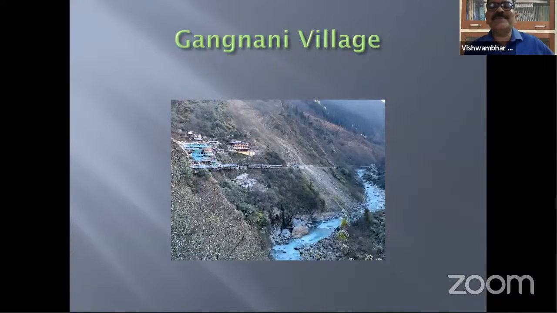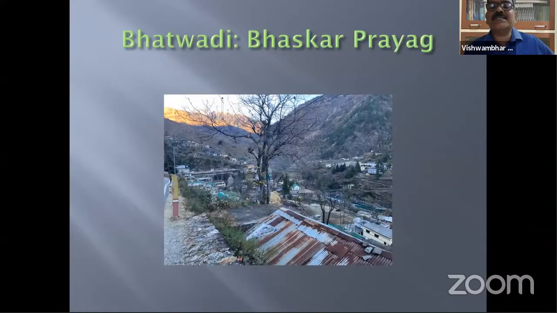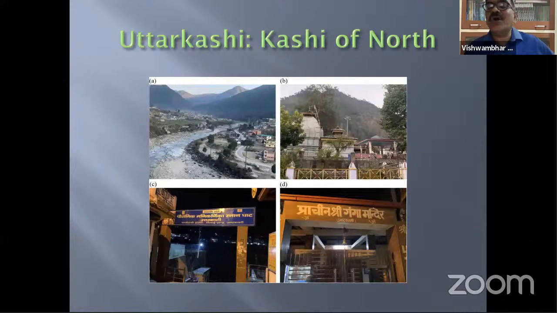Okay. So you can see these pictures. There is another one, Bhaskar Prayag. This is called Gupt Kashi. Uttar Kashi is also called the Kashi of the North, and all the features in Uttar Kashi are similar to Kashi, Banaras. If you compare them, you will find the 5 features for which Kashi is famous, and Uttar Kashi is famous for them also.